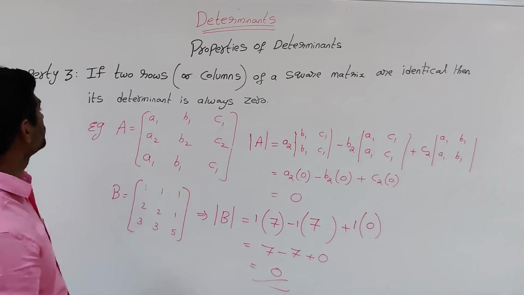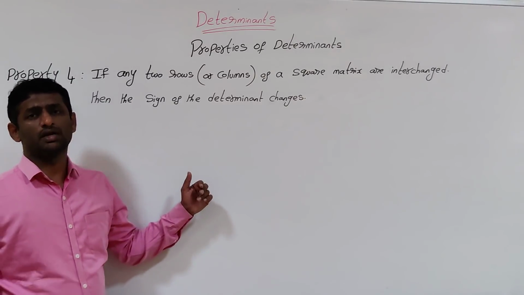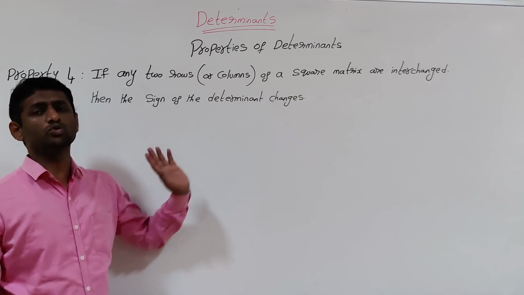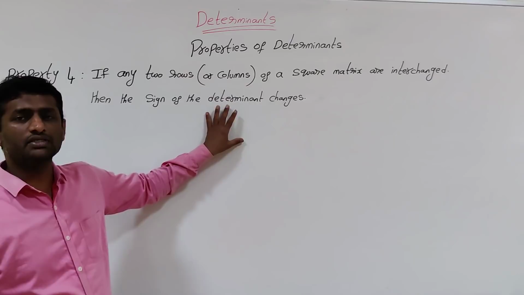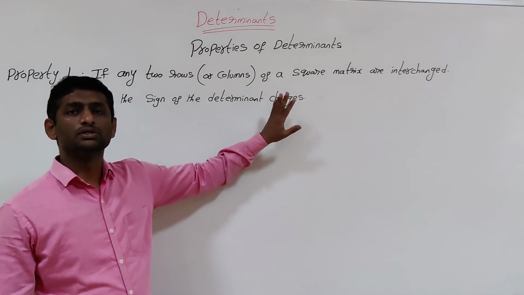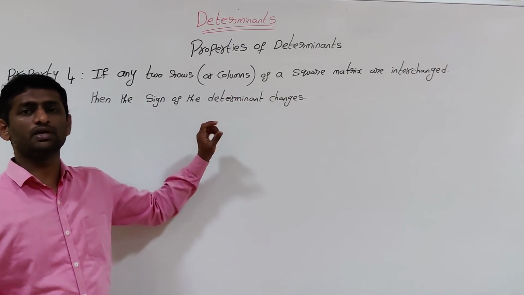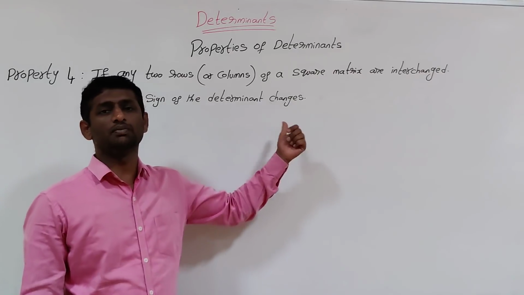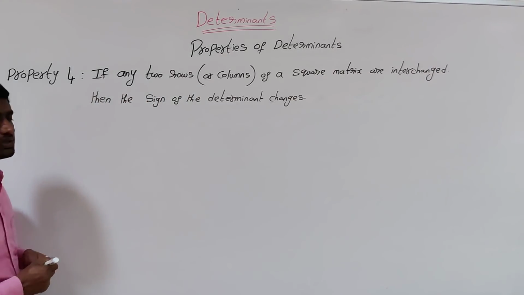Now we'll see the next property. Property 4: if in a square matrix, any two rows or two columns are interchanged, then the determinant of this matrix will be the same but with a change in sign. Meaning the values will be the same but the sign changes. If it is positive, after interchange it becomes negative. So we'll see with an example.